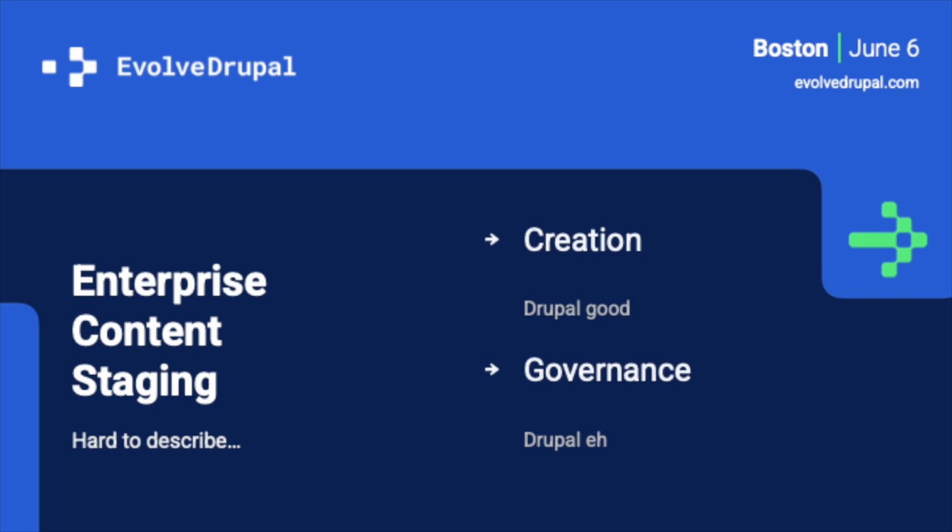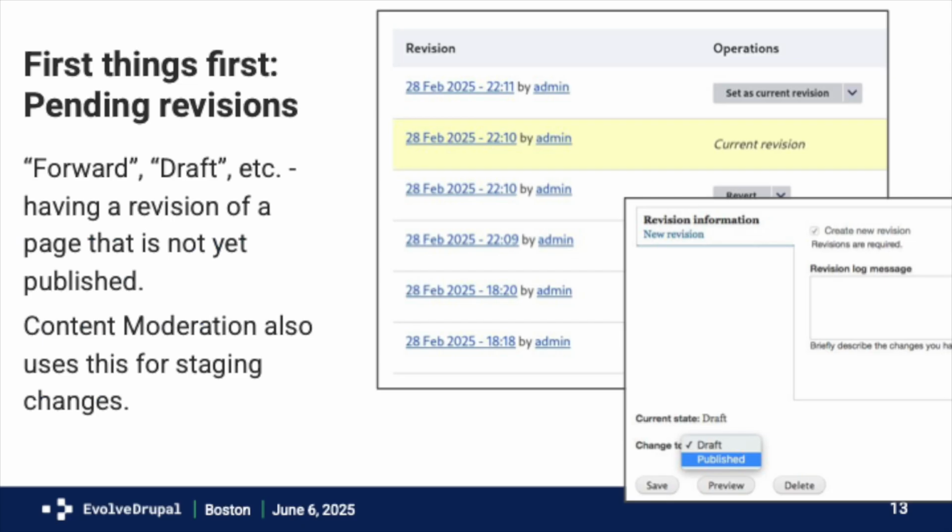And so that is shipping something to a reviewer, like a legal team or design or something, having them sign off on it, and then just clicking a button and it's live. You just activate whatever changes you had. So first things first, I'll talk about pending revisions.